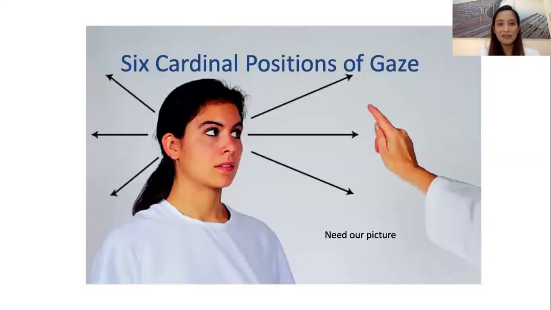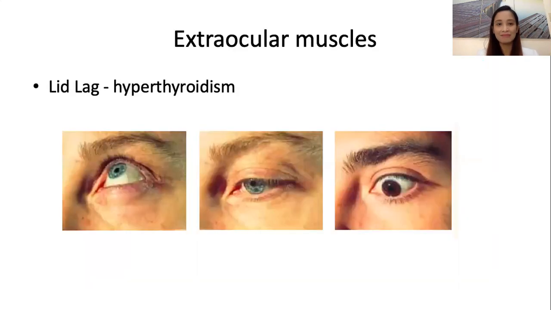And then, you should be able to cover all the 6 cardinal positions of gaze, okay? And then, I think this is the second to the last. You can also observe for lid lag. Lid lag is very important when you are suspecting any patient with hyperthyroidism. Some patients will not have exophthalmos, but they will have lid lag. So how does this happen?